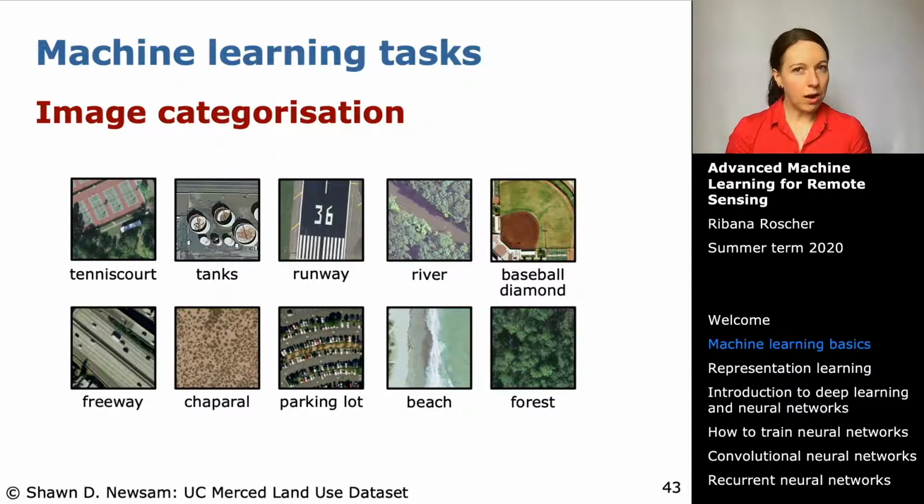You don't know afterwards where, for example, objects are in the image. You only know that these objects exist in the image or the image patch. So here you can see a dataset called the UC Merced Land Use dataset, and it contains classes such as tennis court or tanks or river and so on.